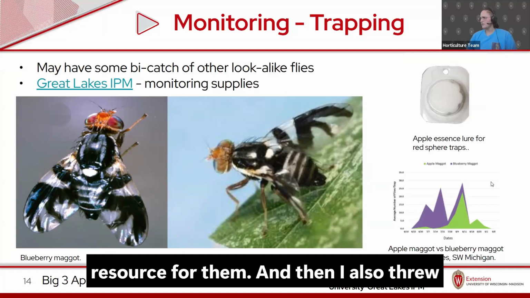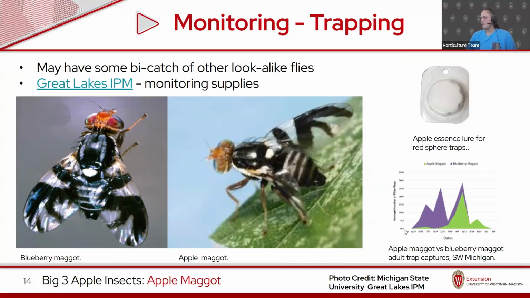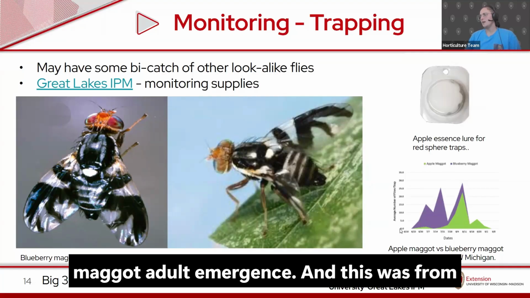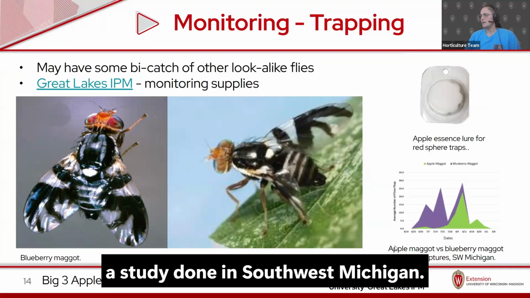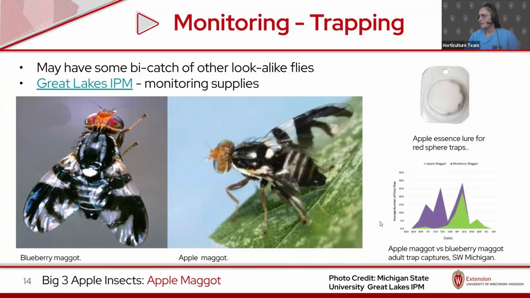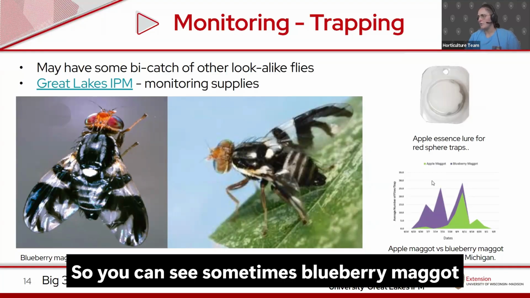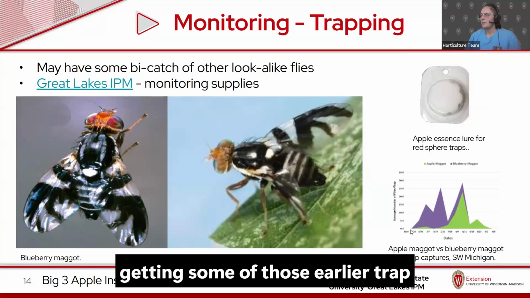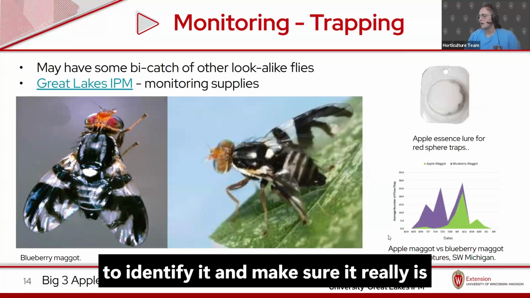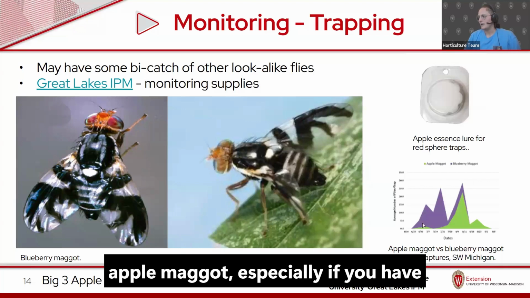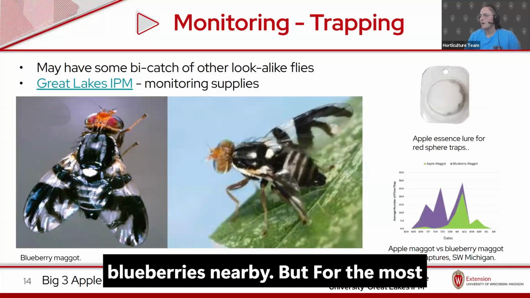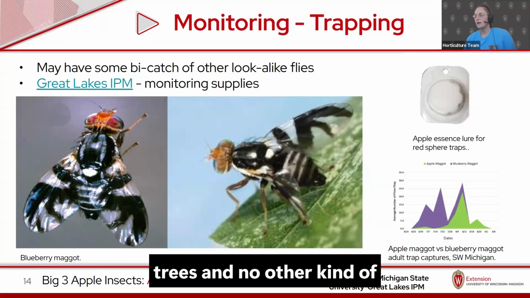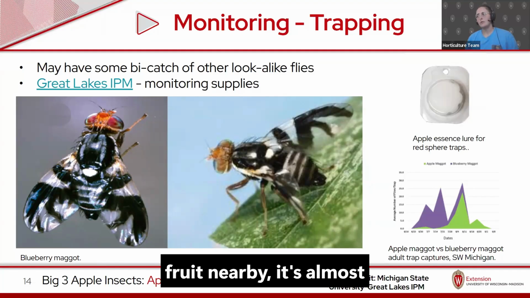And then I also threw in this slide a little graph showing the green apple maggot adult emergence versus the purple blueberry maggot adult emergence. And this was from a study done in Southwest Michigan. So you can see sometimes blueberry maggot emerges a little bit earlier than apple maggot. So once in a while, if you are getting some of those earlier trap captures, it might be worthwhile to try to identify it and make sure it really is apple maggot, especially if you have blueberries nearby. But for the most part, if you have just apple trees and no other kind of fruit nearby, it's almost always going to be apple maggot.